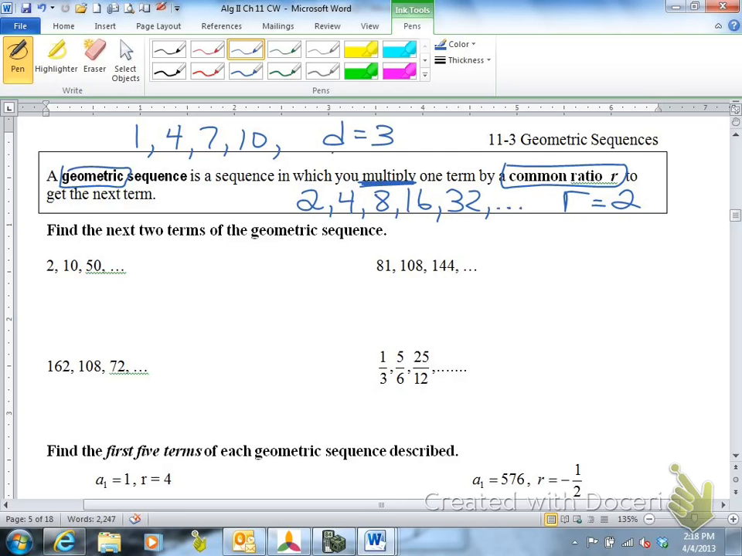But to find the next two terms, you can look to see between 2 and 10, 2 times something is 10. You don't have to do this. Hopefully you can tell it's a 5. r is 5. So the next two terms would be 50 times 5 is 250.